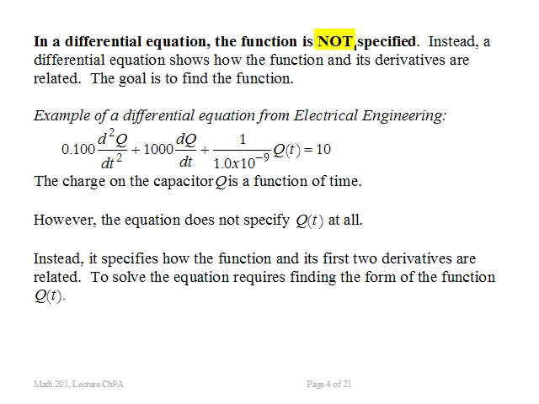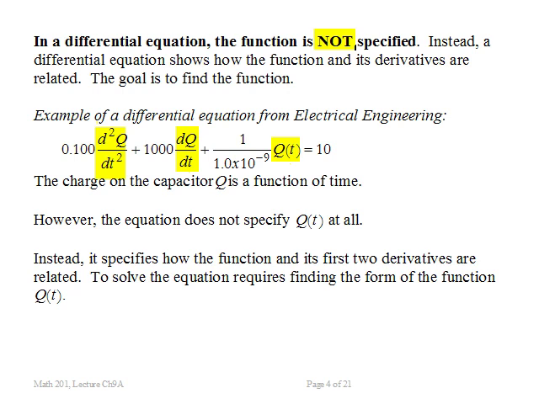Here's an example of a differential equation from electrical engineering. Q is the charge on a capacitor, and it varies with time. So Q of t is the function we are seeking. We don't know what it looks like. It could be an exponential, it could be sinusoidal, it could be some rational function, it could be some polynomial. We don't know what it is, but we know that there is this relationship between Q, its first derivative, and its second derivative. So this is a differential equation for Q of t.